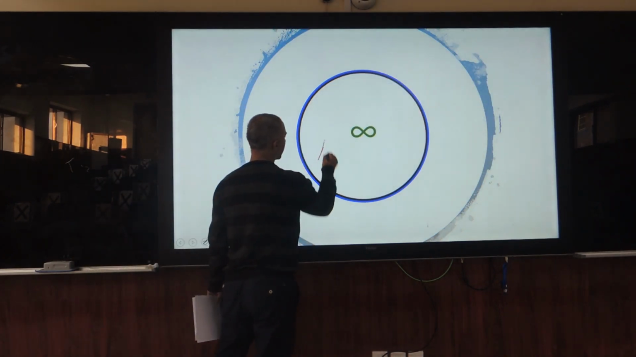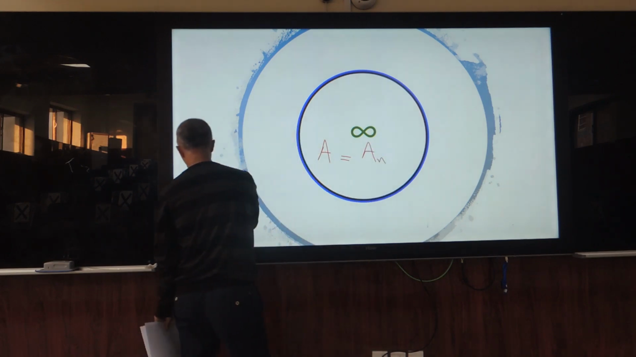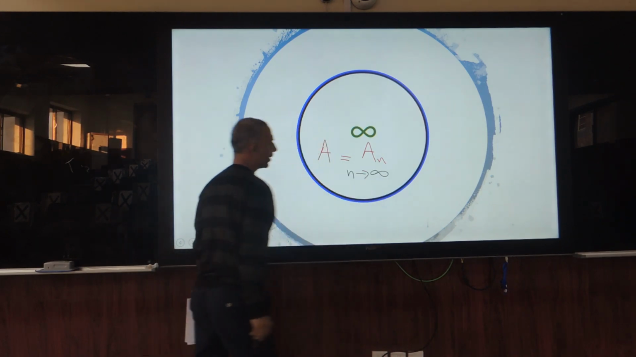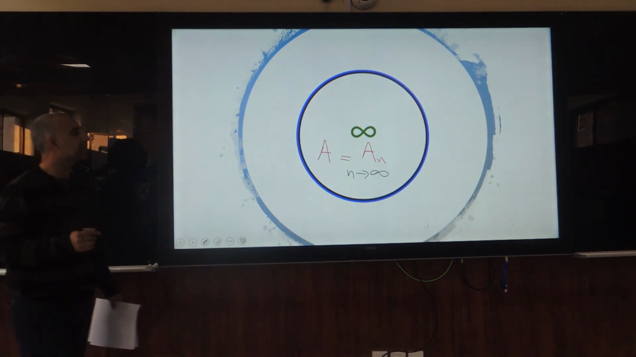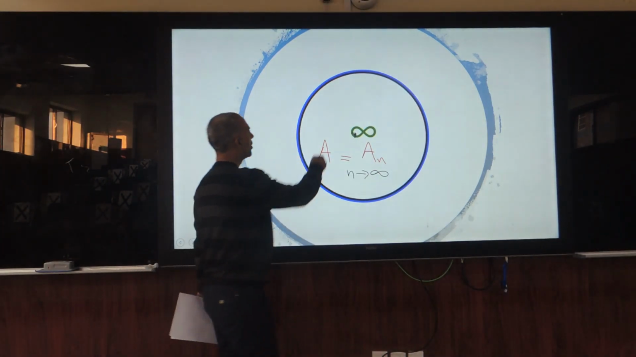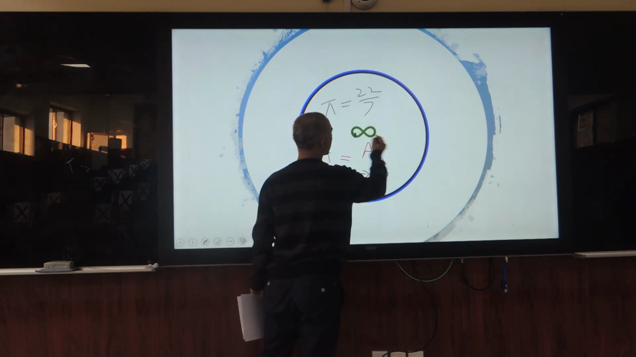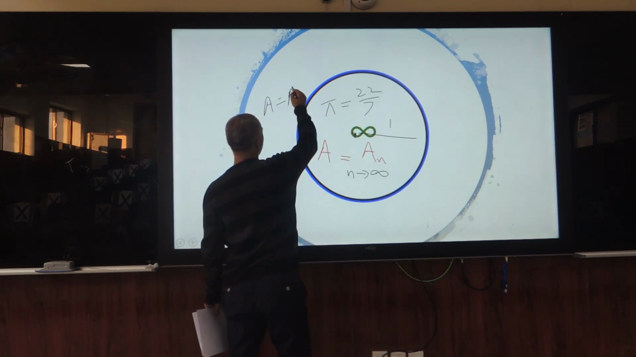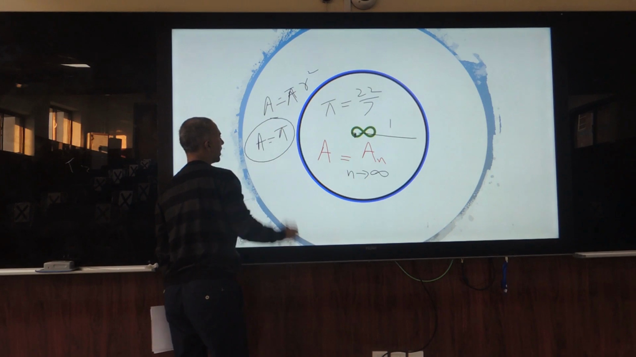So what will be the case? Area is equal to A_n, such that n approaches infinity. n represents the number of sides. The number of sides will become infinite, so it becomes a circle. And we know pi equals this ratio, and if it's the unit circle, then area is pi r square, and the answer is pi.